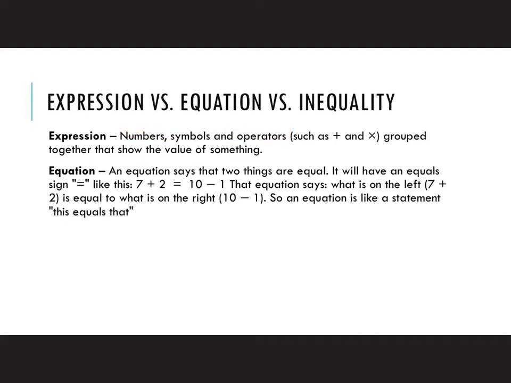Equation. An equation says that two things are equal. It will have an equal sign, like this. 7 plus 2 equals 10 minus 1. That equation says that what's on the left, 7 plus 2, is equal to what's on the right. So an equation is like a statement. This equals that.